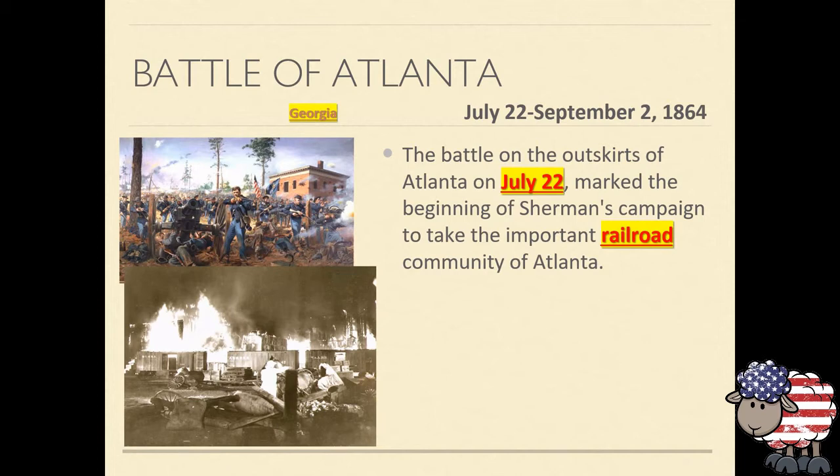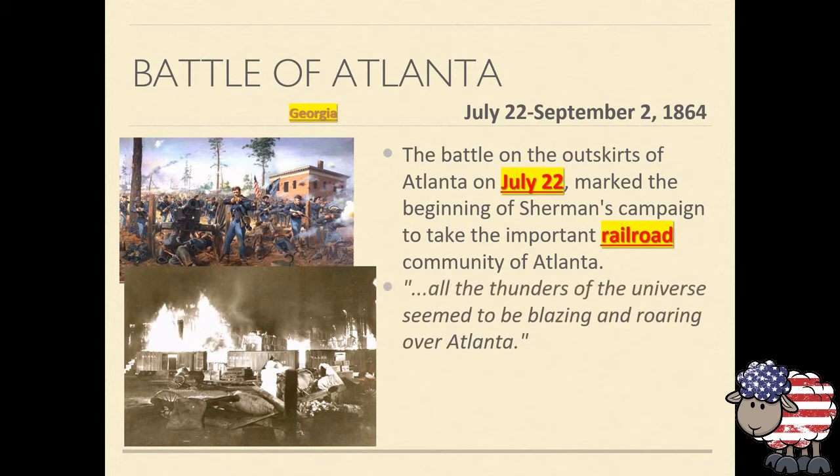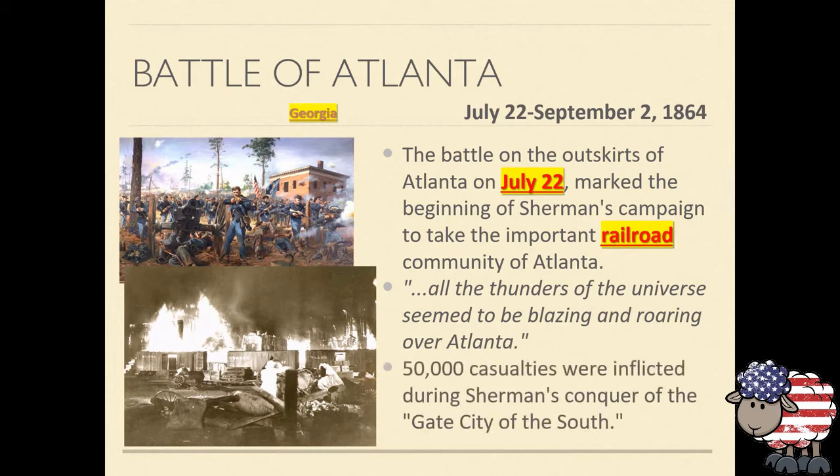All the thunders of the universe seem to be blazing and roaring over Atlanta. Why? Because William Tecumseh Sherman burns Atlanta to the ground. Now, this sparks Sherman's march to sea. In an attempt to help end the war, William Tecumseh Sherman, a general for the North, takes Atlanta and then begins marching east to sea.